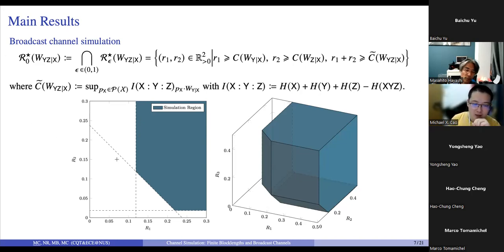On the left-hand side is an example of a simulation region of a degraded binary symmetric channel. It means you have two binary symmetric channels. You feed the output of one as the input to the second, and then you have one input and two outputs, like X, Y1, then Y1 to Y2. And on the right-hand side is the simulation region of three binary symmetric channels linked to each other. It is still called a degraded binary symmetric channel. So you have X, Y1, then Y1 to Y2, then Y2 to Y3.